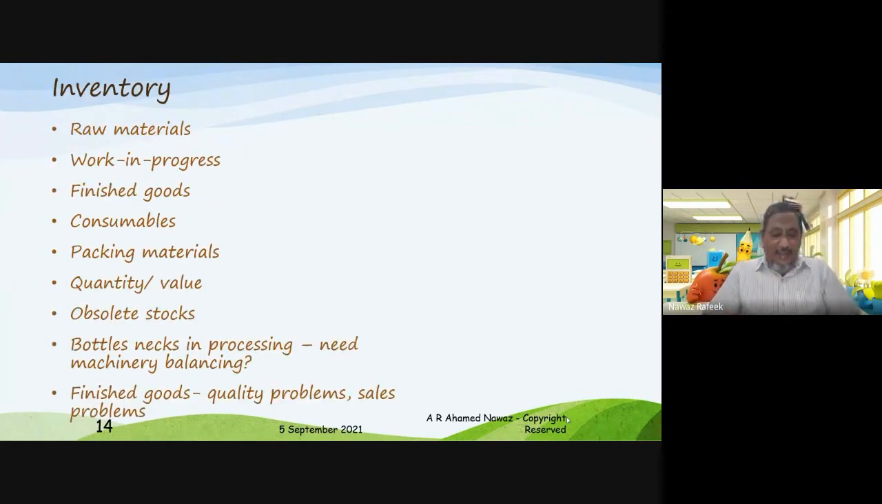Right. Again, come back to inventory. We'll go into details. What is inventory? How to check inventory? There are different types of inventory. One is raw material for manufacturing organizations. In the manufacturing organization, we get work in progress, that is half-done production. Work in progress means half done. Then the third stock is the finished goods.